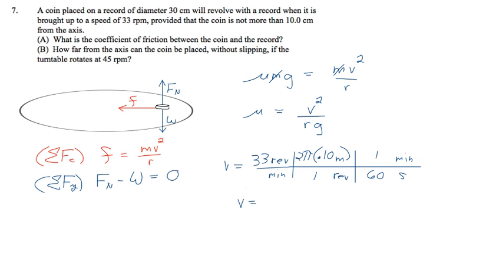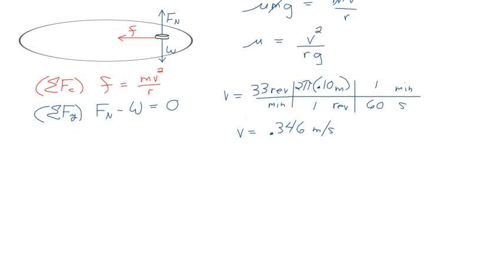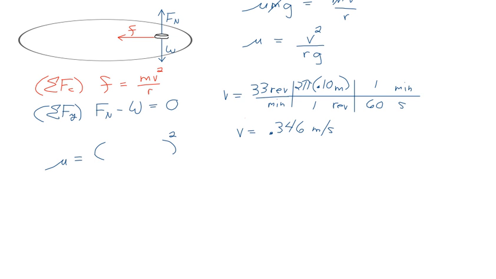Is that it? I think that's it. 0.346 rounded off? Yeah. So 0.346 meters per second. So check your numbers there. Maybe we're missing something. And so once I have that, I can plug it into the formula. Mu equals v squared divided by rg.